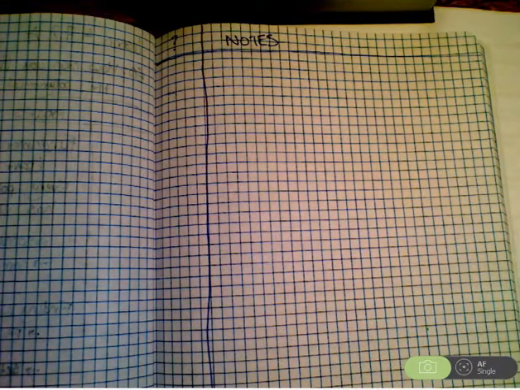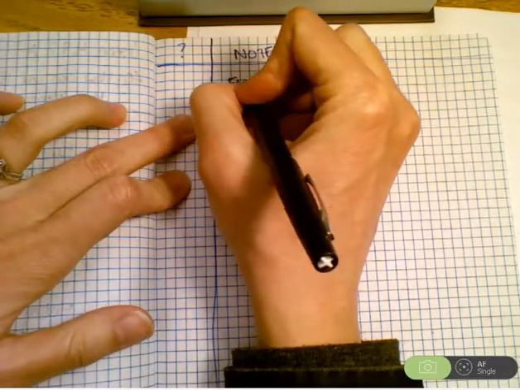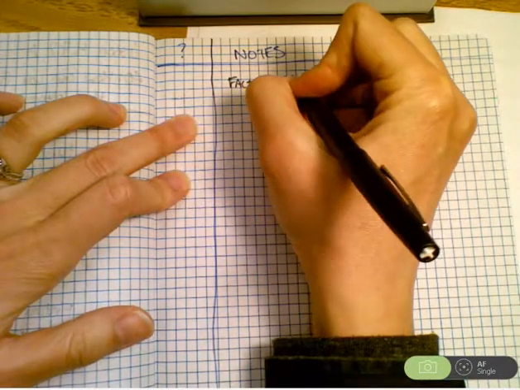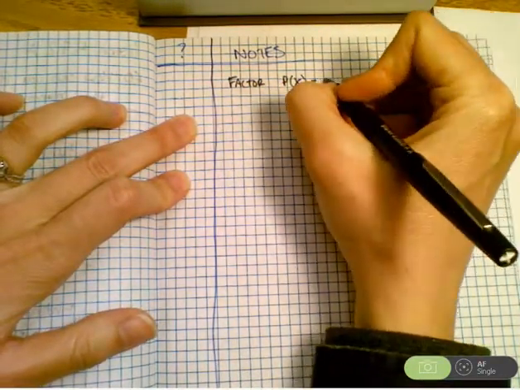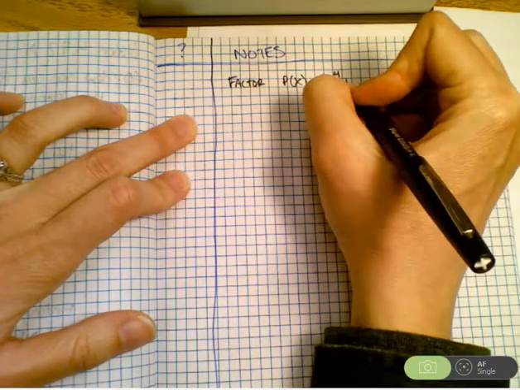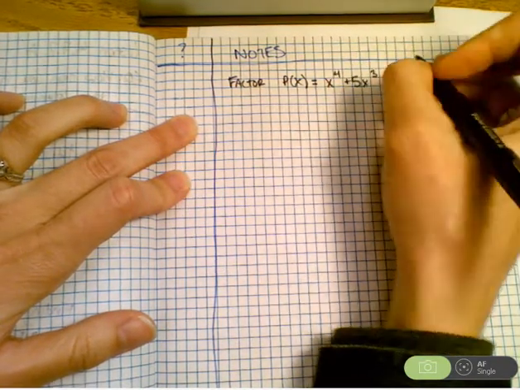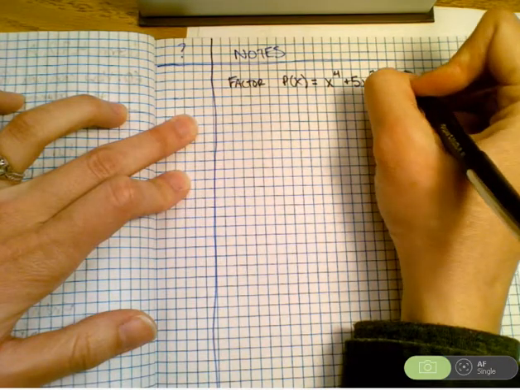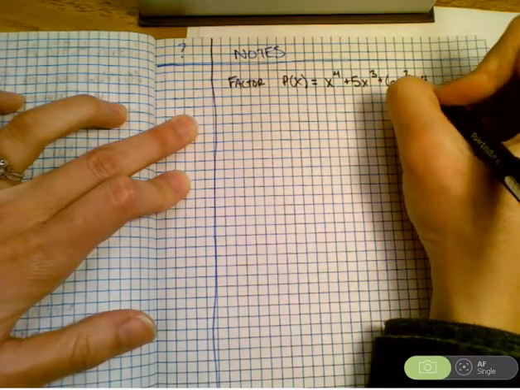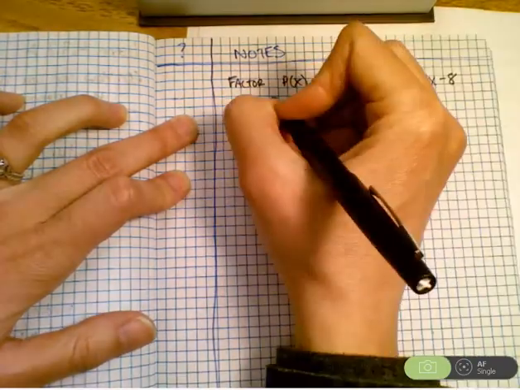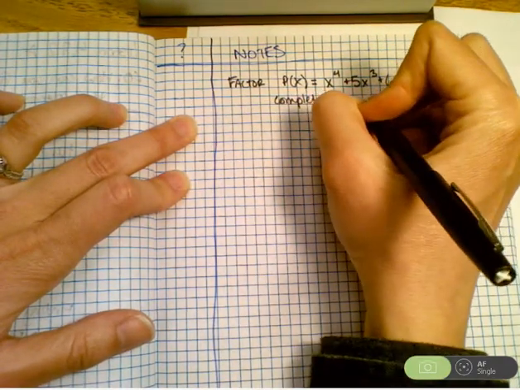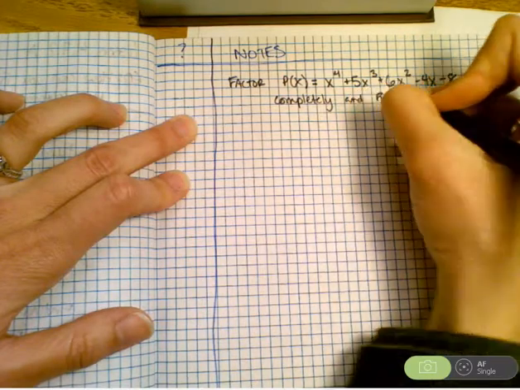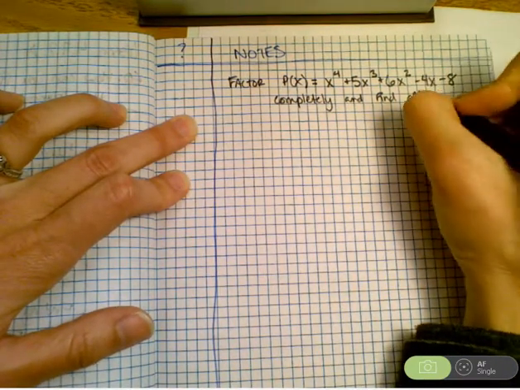First example I have, here we go. Factor p of x equals x to the 4th plus 5x to the 3rd plus 6x squared minus 4x minus 8 completely, and find all roots.